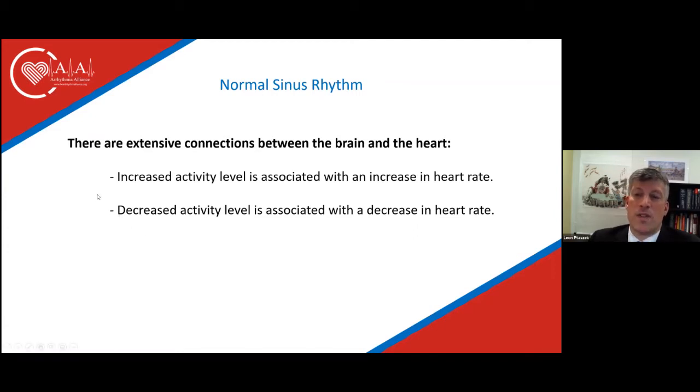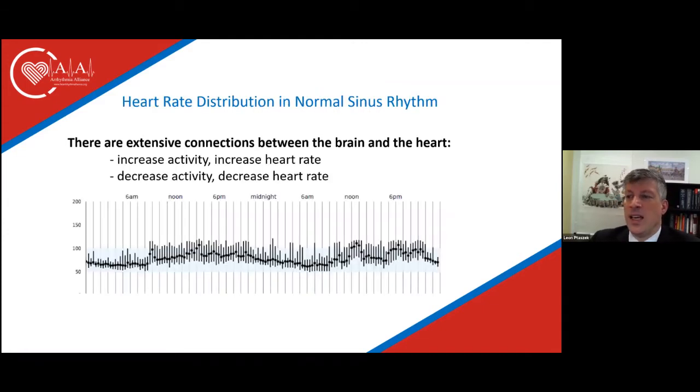And this is a consequence of many factors, including the very extensive connections between the brain and the heart. In general, increased activity levels are associated with an increase in heart rate, and decreased activity levels or even sleep are associated with a decrease in heart rate. And in the course of a regular day, you'll see almost continuous variation in your heart rates. And this is a tracing of someone's heart rate taken throughout the course of a day.